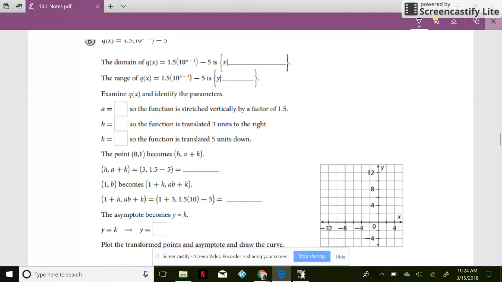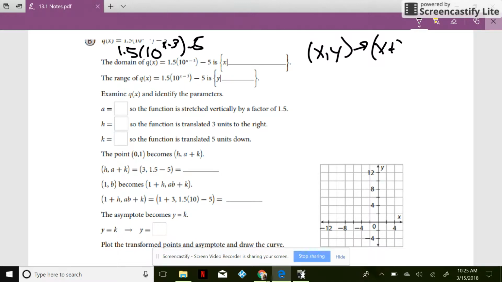All right, so I got cut off here, but our function is 1.5 times 10 to the x minus 3, and then minus 5. I can erase minus 5 on the outside here. So we're going to have a stretch by a factor of 1.5. Our x values are going to move to the right 3, and our y values are going to move down by 5.